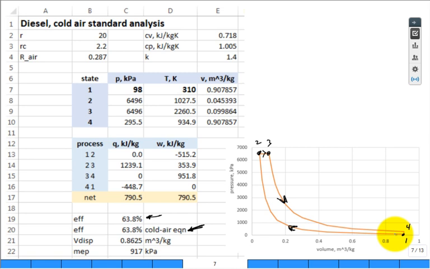Yes, sir. Is the displacement volume always V1 minus V2 on this side? Yeah. So here's V1 or V4, they're the same. And then this is V2. And so V1 minus V2 is the displacement, right? All right.